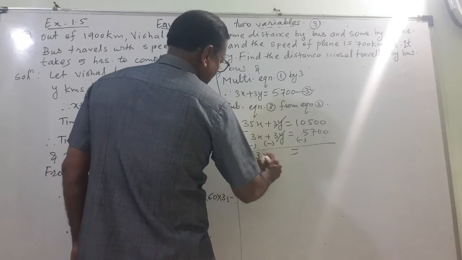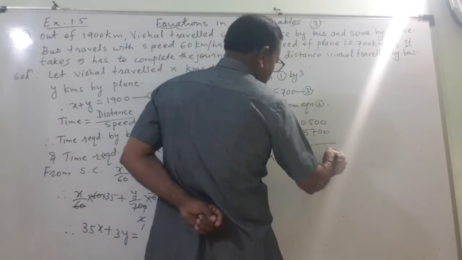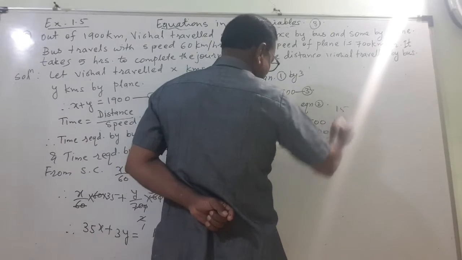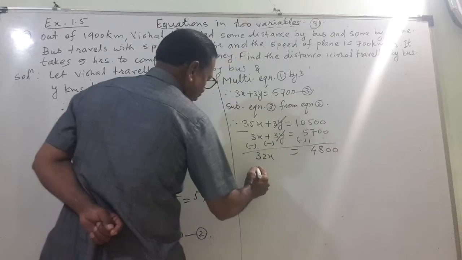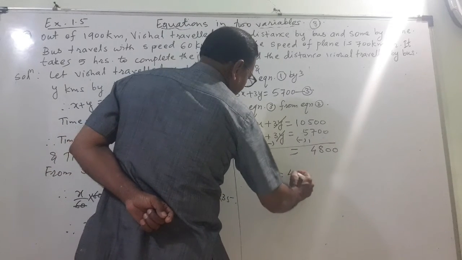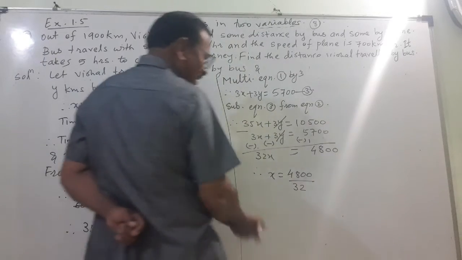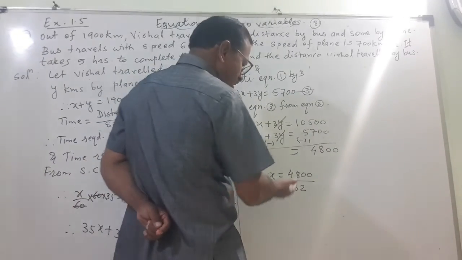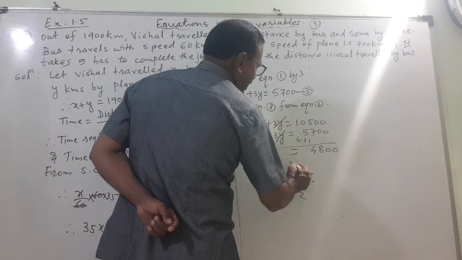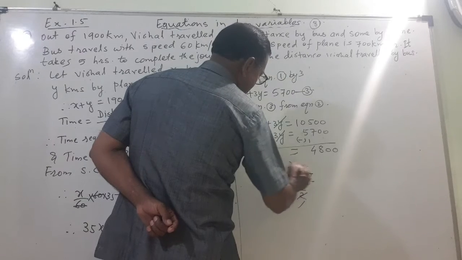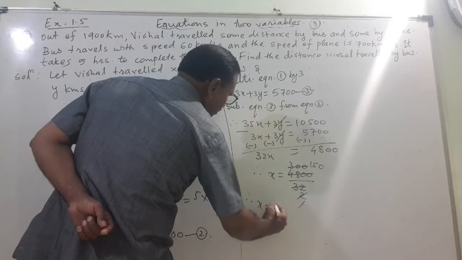This has become 32x is equal to 4800. So 15 minus 7 is 8, 10500 minus 5700 is 4800. Therefore x is equal to 4800 divided by 32. By 8 I will divide, or by 16 also. 16 2s are 32, 16 3s are 48 and 00, so 150. Therefore x is equal to 150.